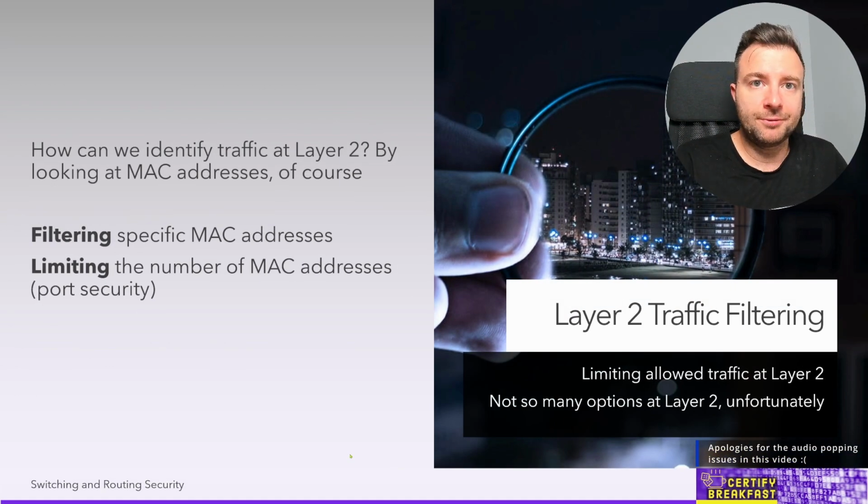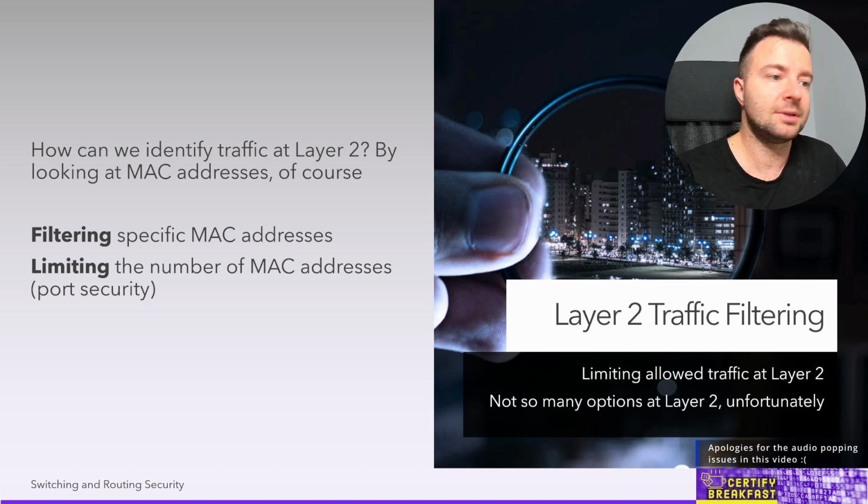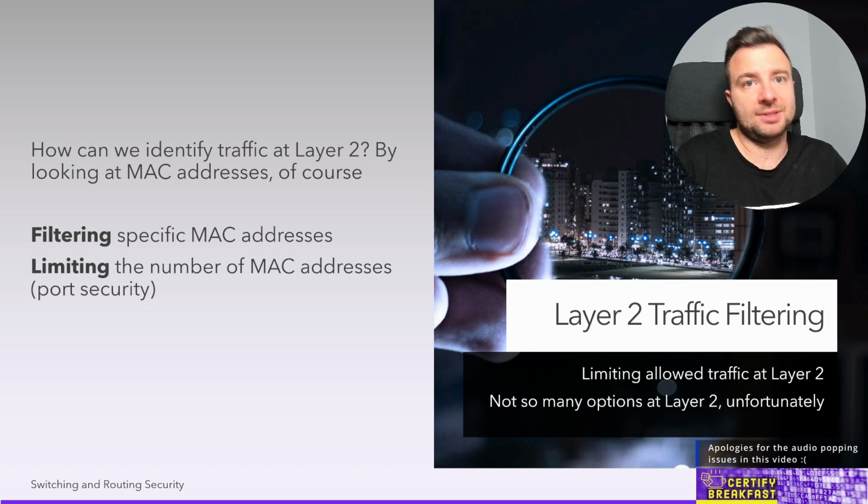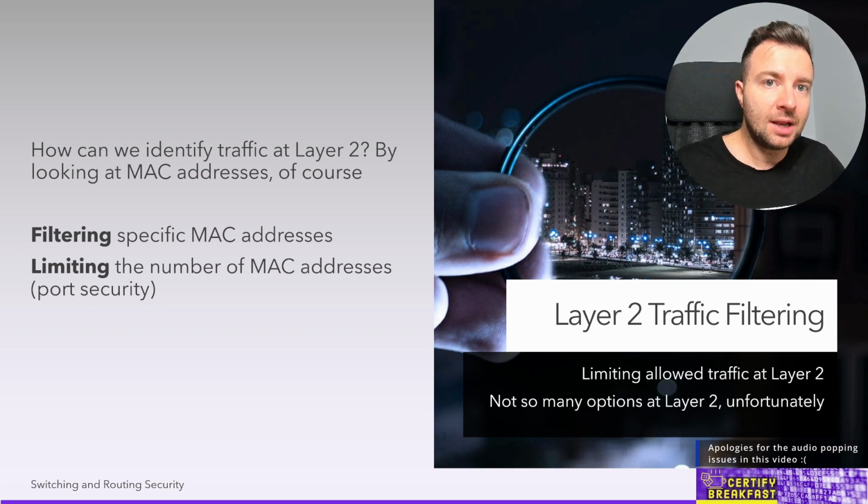Now, what about actually filtering traffic at layer 2? We know that at layer 3, we have routers and firewalls, and we can create access control lists that allow or deny specific types of traffic based on their IP addresses or the subnets they belong to. Well, what about layer 2? At layer 2, we can only filter based on MAC addresses, of course, which means that certain layer 2 switches allow us to create something called a MAC access list, which is basically just a list of MAC addresses that are allowed to communicate through a given port.